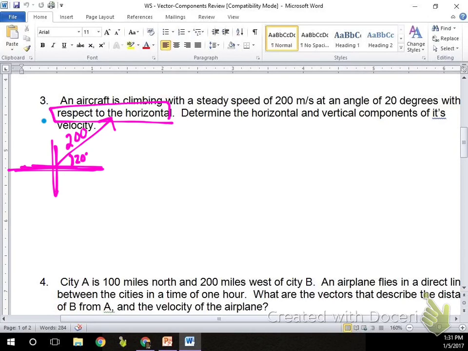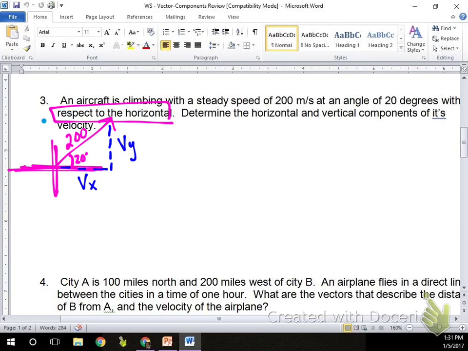Okay, so the components of this would look something like that. Let's go ahead and solve for those components. This portion right here, you have to be able to do. To be successful in Chapter 6, you have to be able to break those sides down. So we see the hypotenuse, we see the angle. We need to solve for the velocity in the y direction and the velocity in the x direction.